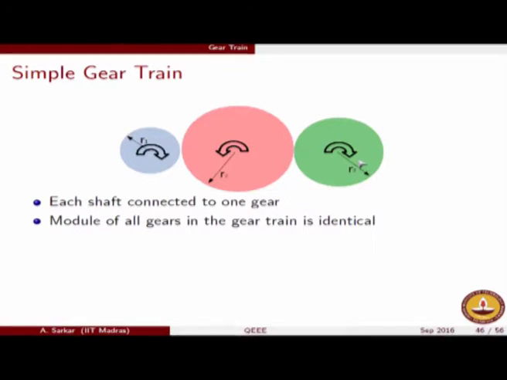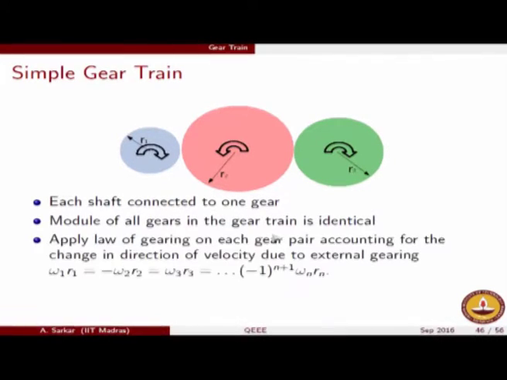So without further emphasizing, we will assume that whenever we see a gear train, the module of all gears in the gear train is identical. Sometimes it is not a very strict requirement in terms of the mathematics or the physics of the problem, but it is mostly ensured for practical simplicity. I would say that you do not like to mix up different modules, so better use the same module for all the gears in your gear train. So this will be the overwhelming assumption all through, that we will use the same module for all the gears in the gear train.